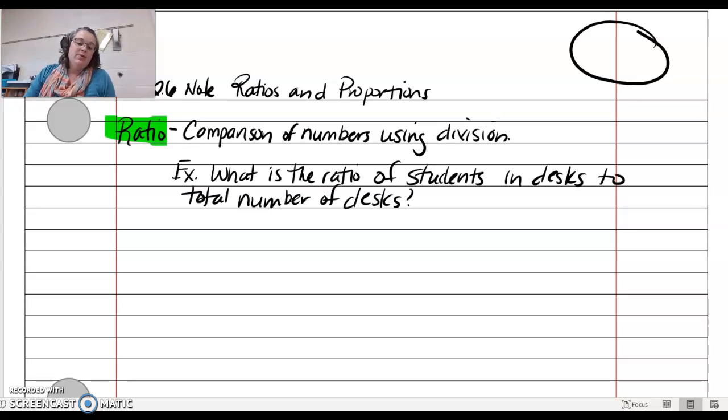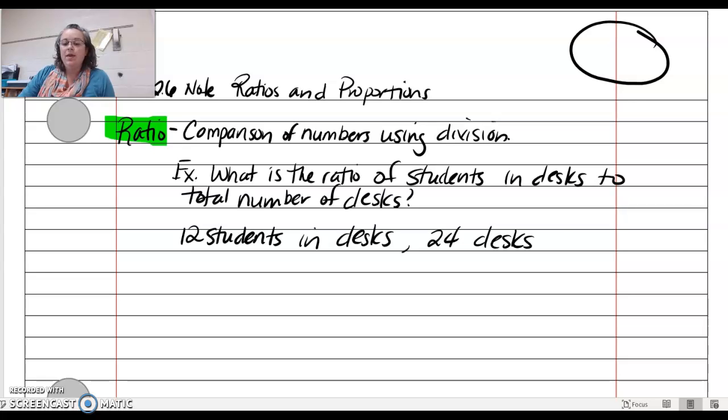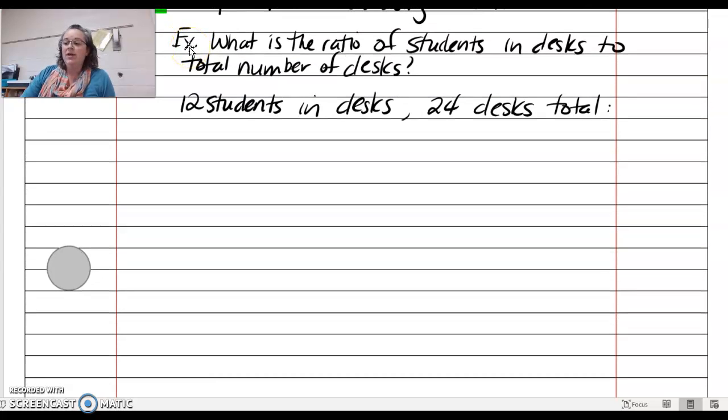So let's just assume that we have 12 students in desks. And then there are 24 desks total. One way to write the ratio would be using the quotations of, like, there are 12 students to 24 desks, 12 to 24. You could write it with the colon, 12 to 24.